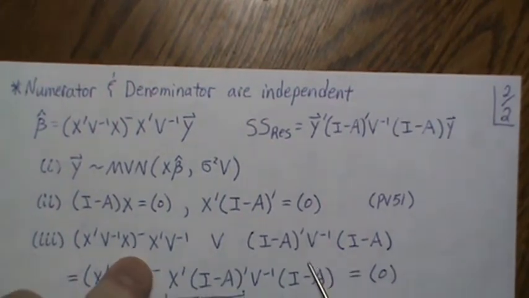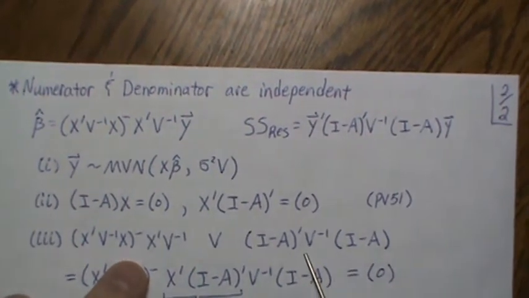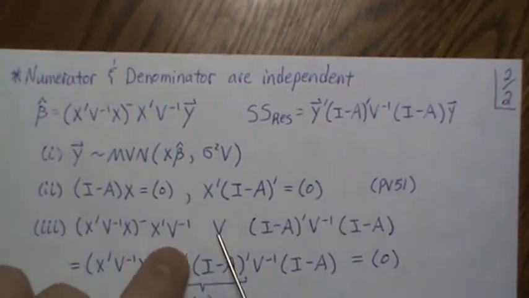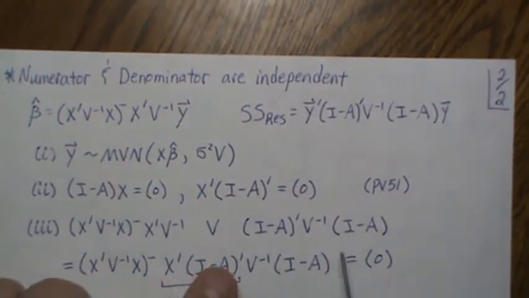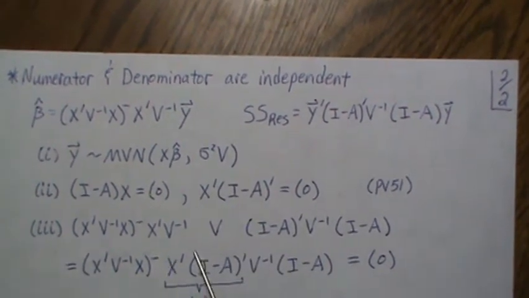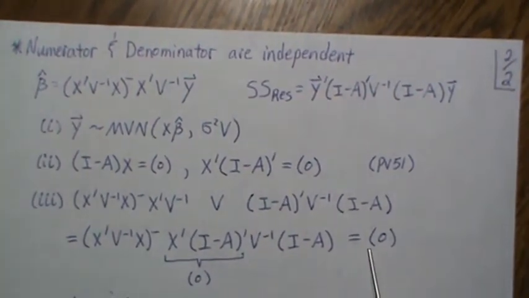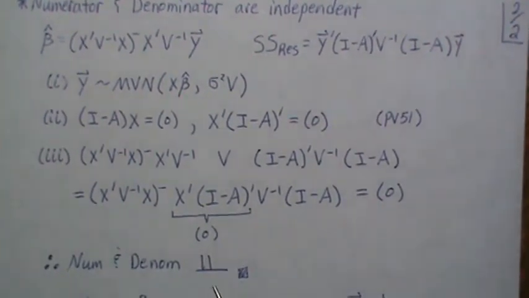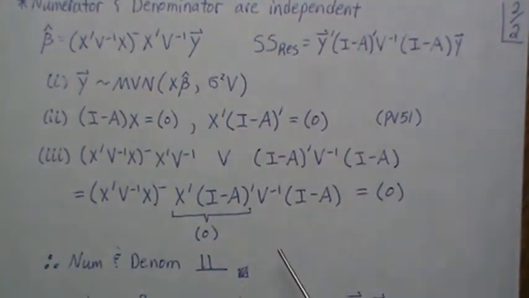Oh, and I actually have a video called Independence of Quadratic Forms, if you want to look that up, and you can look at the theorems behind that. So here, V inverse V, that's the identity, so it goes away, and then this comes down and this comes down, but this piece right here, according to this, is 0. So that makes this whole thing 0. So that is a proof that the numerator and denominator degrees of freedom are independent. And then it's truly a t-distribution.